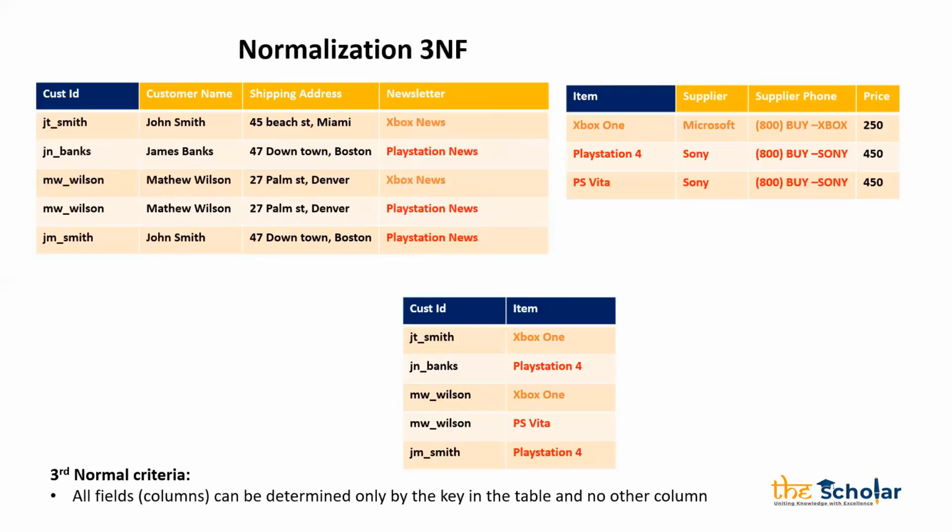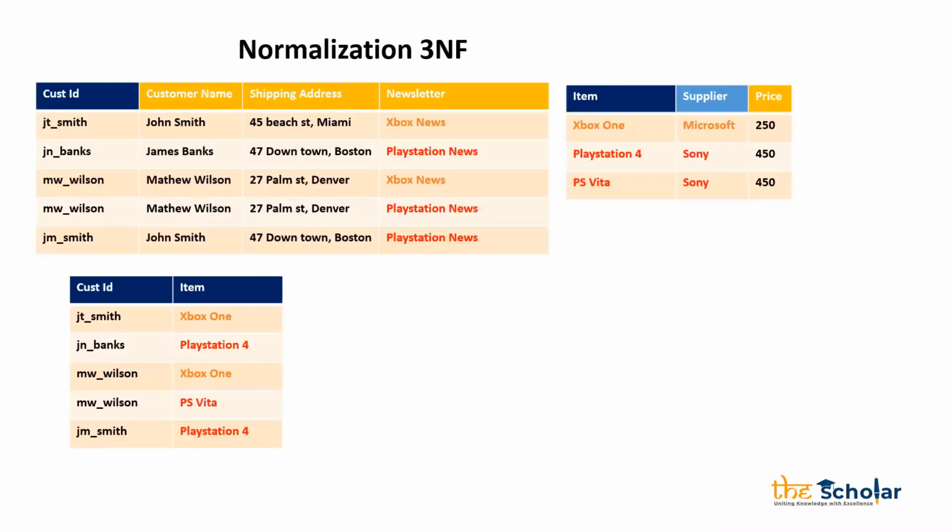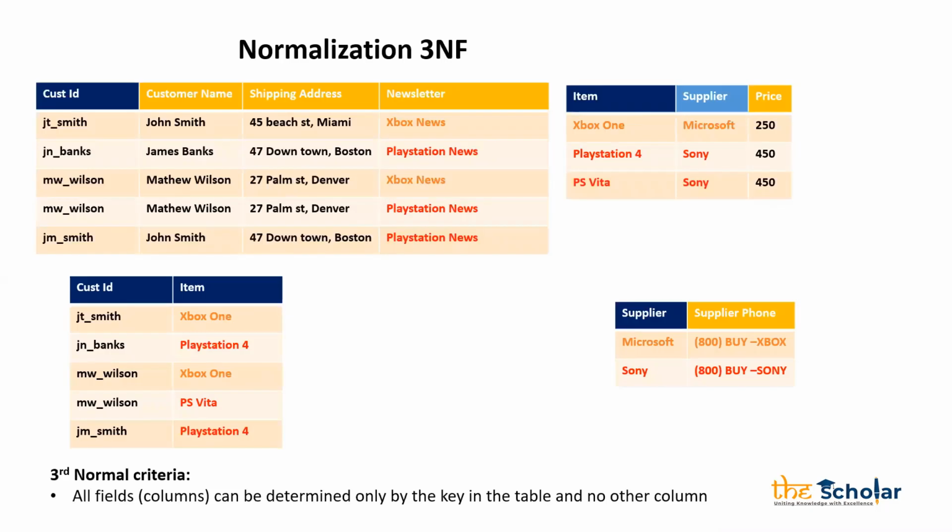It says that all fields can be determined only by the key in the table, no other column. You can see that it's almost along the same lines. And this type of dependency is known as transitive dependency. I want to remove the transitive dependency. Now here, what problem are we seeing? We'll check that. We'll convert this data into third normal form. You can see that I am creating these many tables.